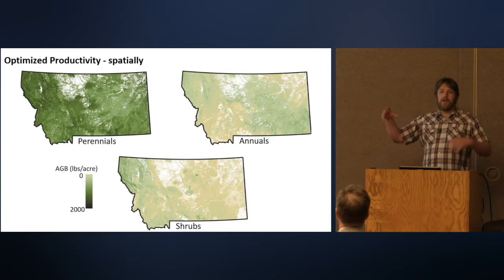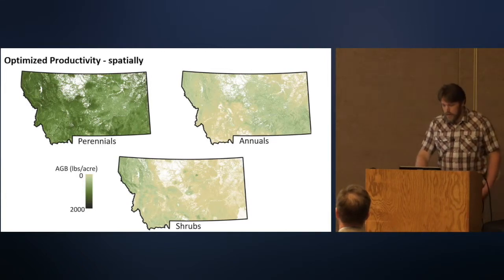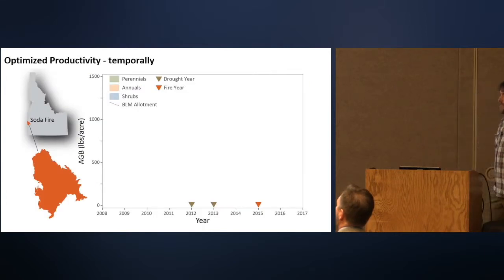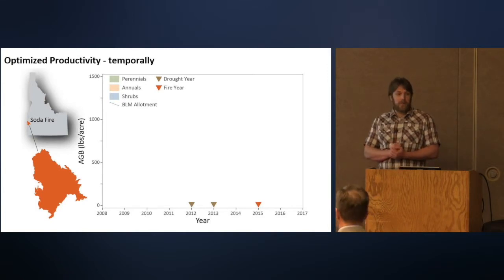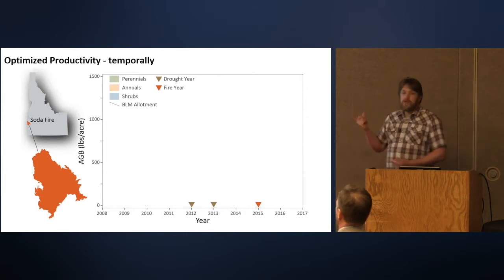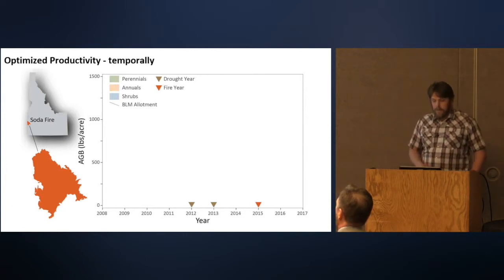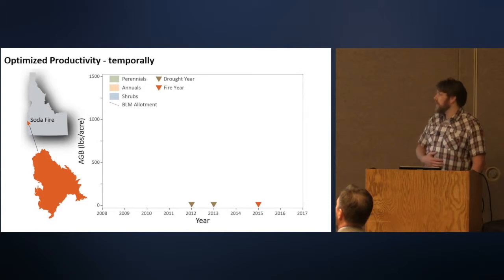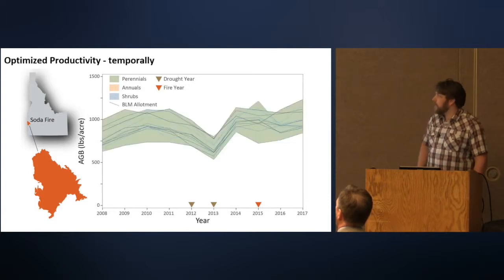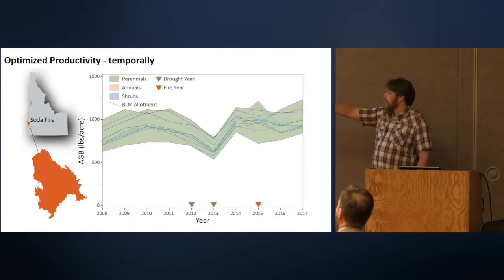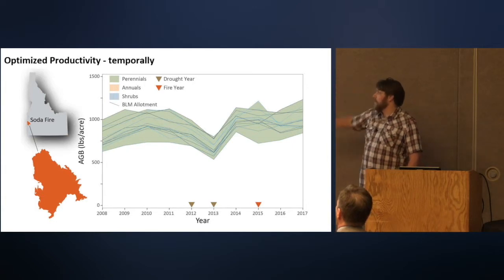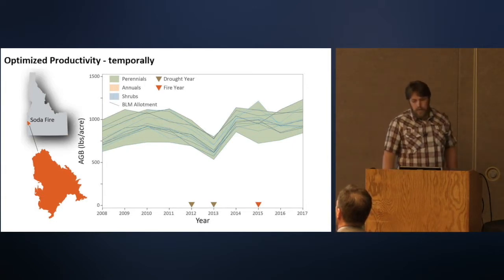And we can zoom in and we can aggregate at different scales. And that's what I did next, looking at a specific location, the Soda Fire, which burned in 2015 just south of Boise, which is a place we went on a field trip at last year. And looking at individual BLM allotments within the Soda Fire through the last 10 years. And when you plot perennials, you look at how the drought affected perennial productivity and how they recovered post-drought, and then how fire affected perennial productivity.